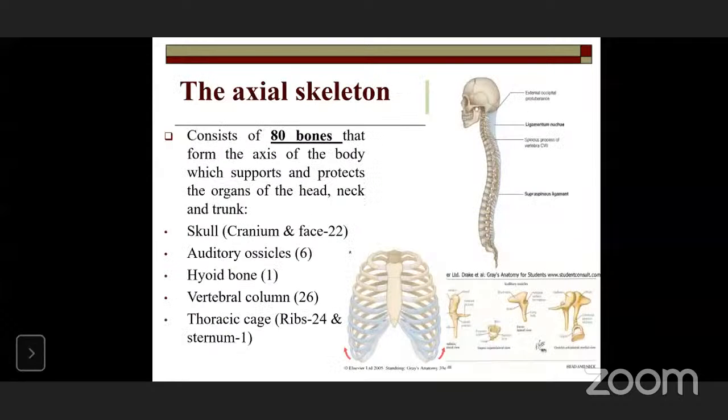The axial skeleton consists of 80 bones, which form the central axis of the body and support and protect the organs of the head, neck, and trunk. It includes the skull bones, that is the cranium and face, 22 in number; ear ossicles, 6; hyoid bone, 1; vertebral column, 26; and the thoracic cage, the ribs 24 and sternum 1. Totally these are the 80 bones which form the axial skeleton.